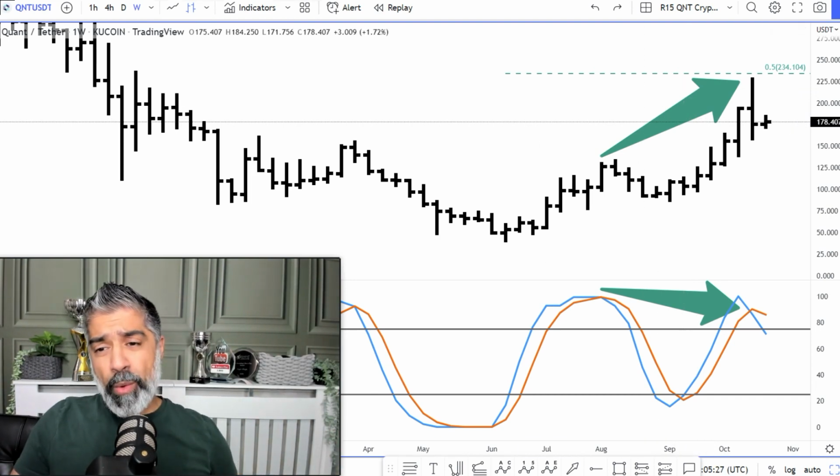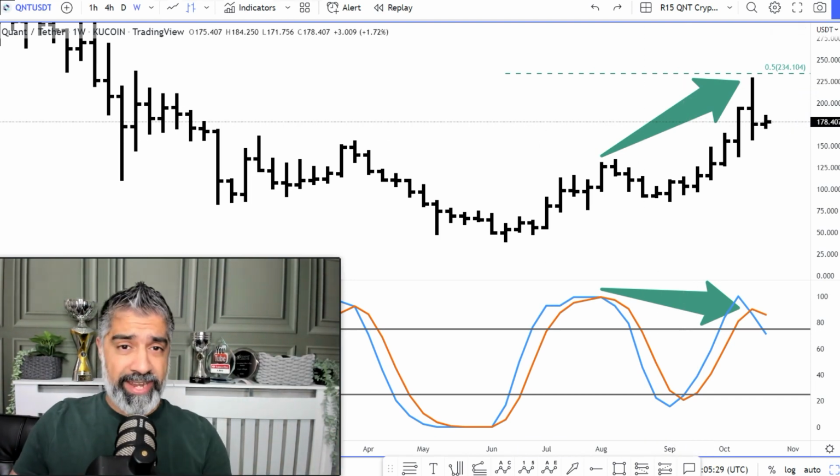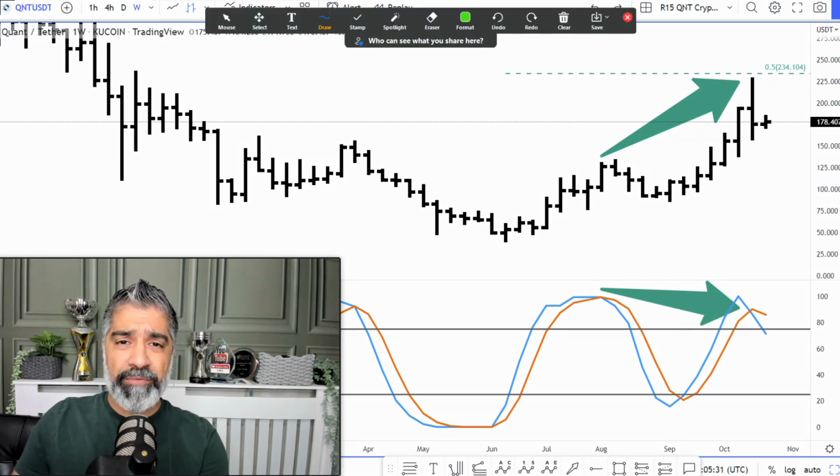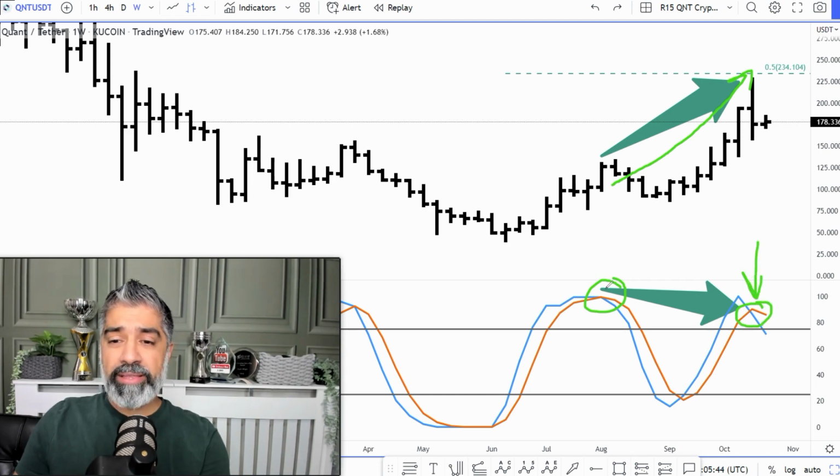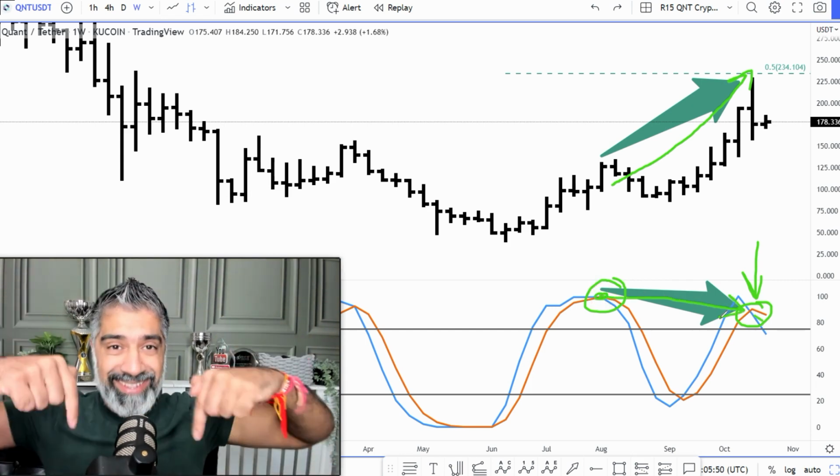With Quant, I'm looking at a weekly chart right now. What we have is something called a bearish divergence. It's basically when the price on a weekly chart has gone higher, but the momentum has made a lower low. We've got a bearish reversal, but the low from here to here is lower. So that's called a bearish divergence, and that's a sign of weakness.